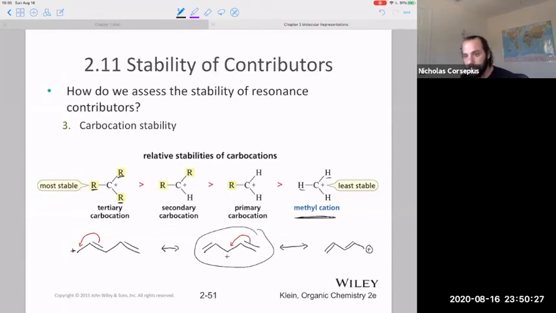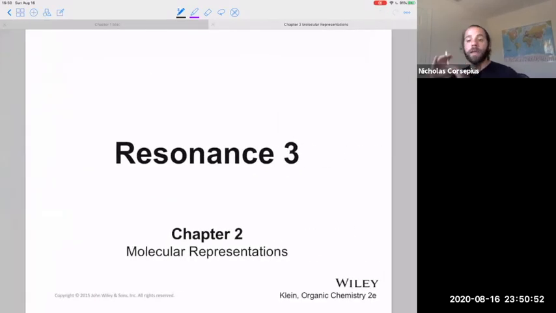And again, that's not to say that we just wouldn't draw these or anything like that. This is all about looking at all your different contributors and determining which one's going to be the most stable. In this case, I can draw all the resonance structures available to this molecule and identify that this one here with this secondary carbocation is going to be the most stable. Okay, so make sure to practice that, being able to identify which groups demonstrate resonance and then which resonance contributors are the most stable. And then we can finish things off with resonance 3.